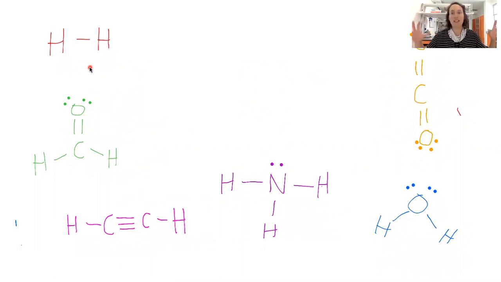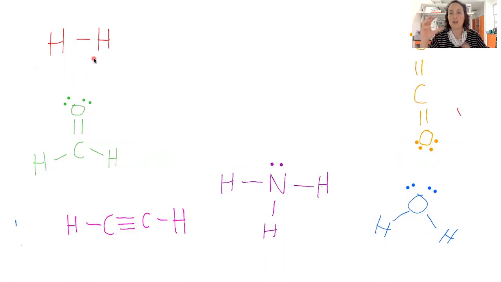Those electrons can be shared between two atoms. So when one electron from one atom meets another electron from another, and their electron clouds overlap, it creates like a handshake, and that holds those two atoms together. The simplest example of that would be hydrogen gas, H2.